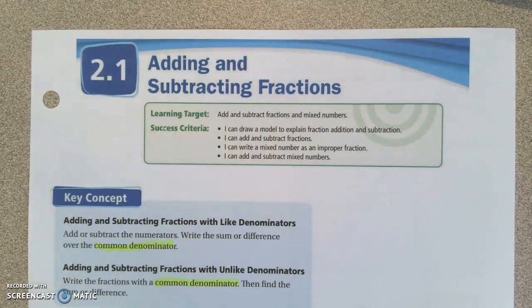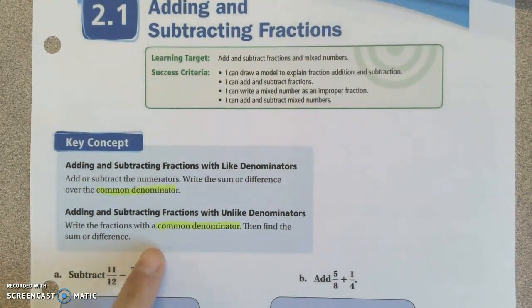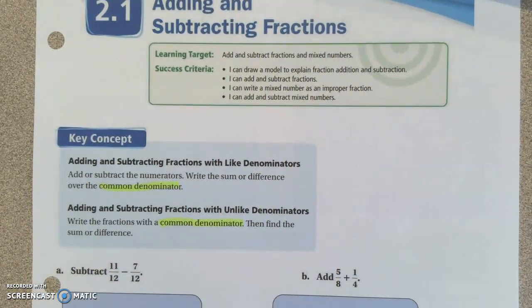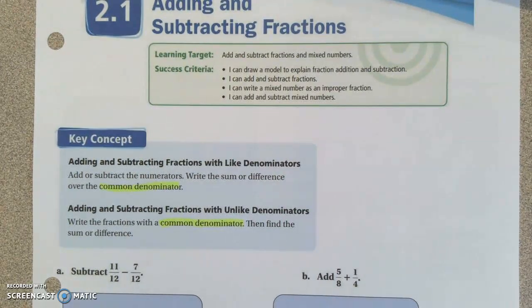Today we are adding and subtracting fractions and mixed numbers. So when we look at adding and subtracting fractions, the first thing we have to do is make sure that they have a common denominator. We've talked about how we cannot add thirds and fourths, we cannot subtract thirds and fourths, or sixths and eighths. They do have to be the same size pieces.